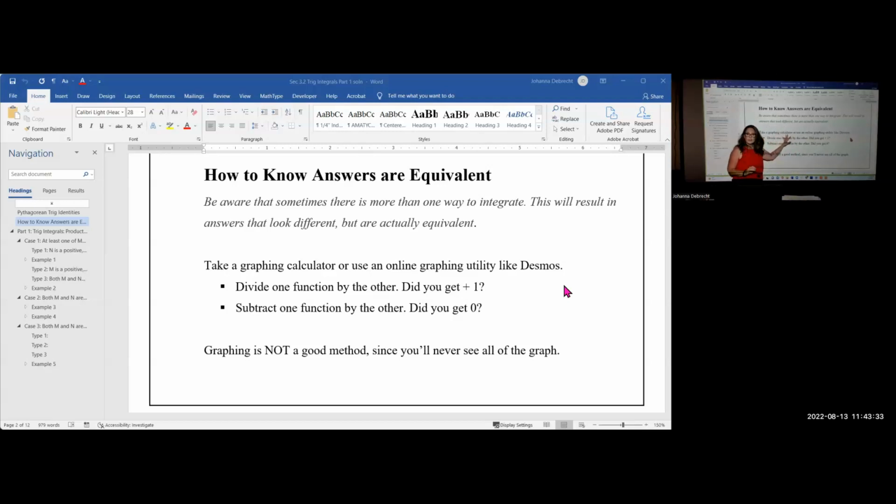Instead, use a graphing calculator or some kind of online graphing utility like Desmos or GeoGebra. Take one of the functions and divide by the other. You get 1 or something that's practically 1, like 0.00000000597, as close as the graphing calculator can get. If it's practically 1 by division, then you know they're probably the same. The other thing you can do is subtract one function from the other. You essentially get 0 or something super, super close to 0.